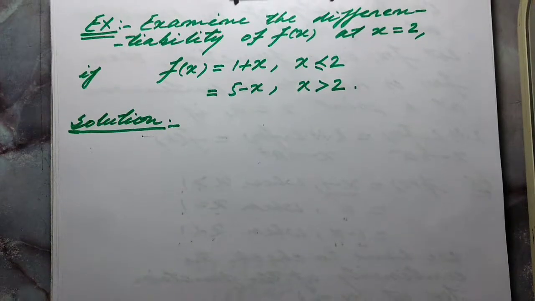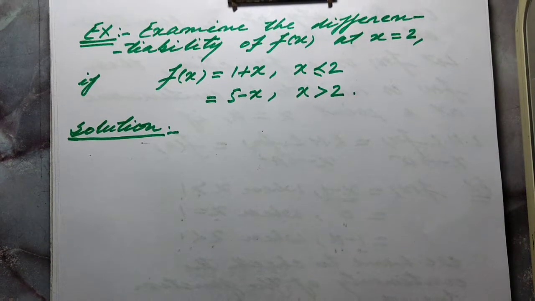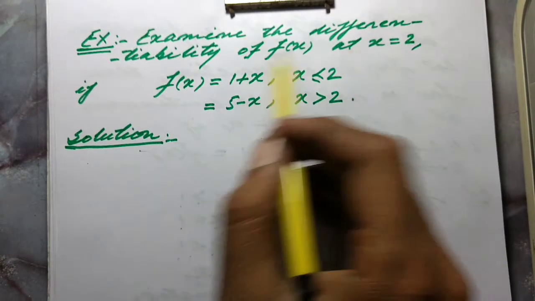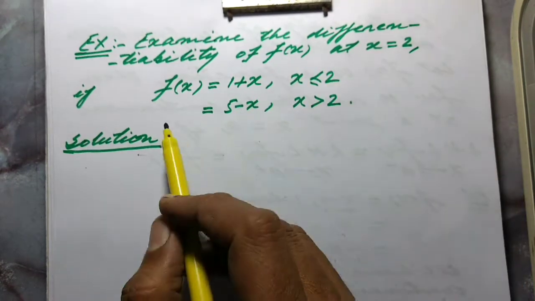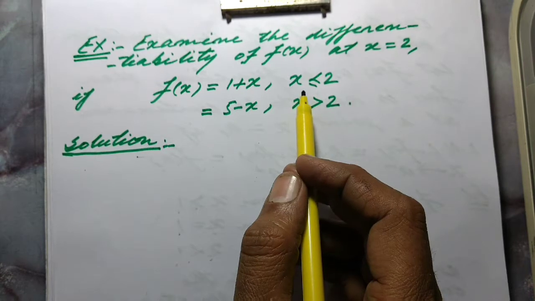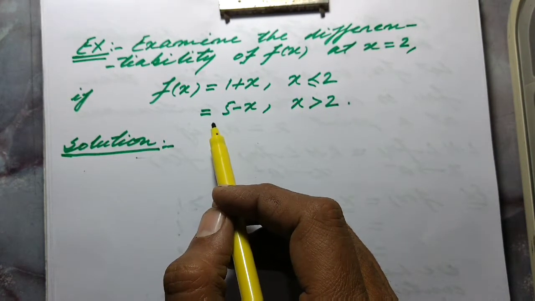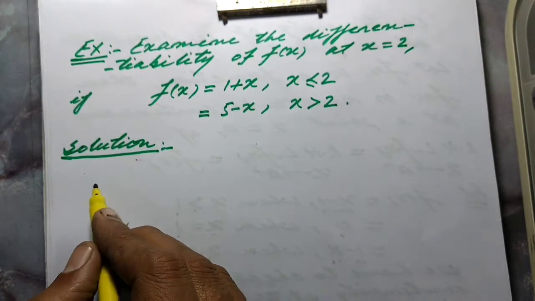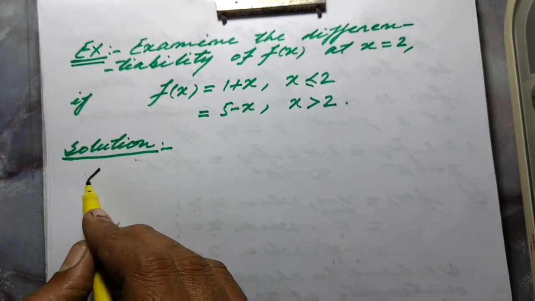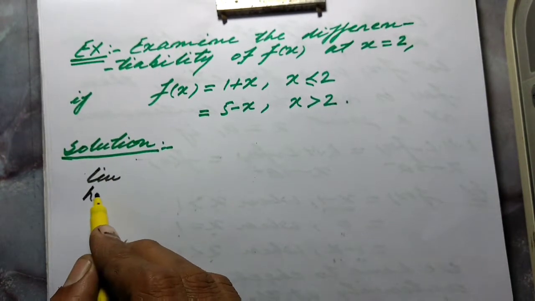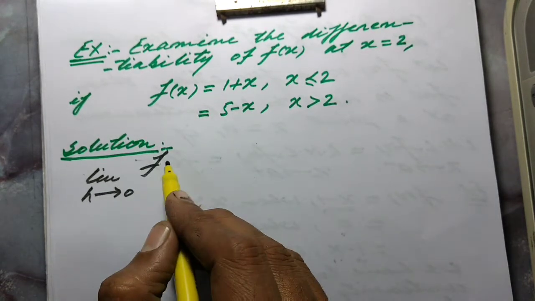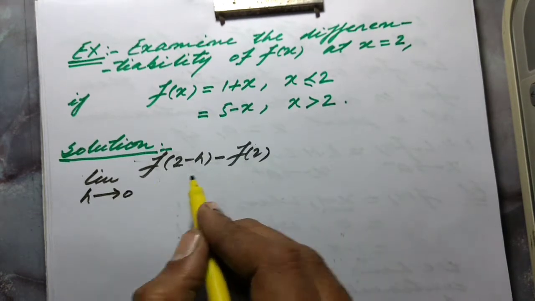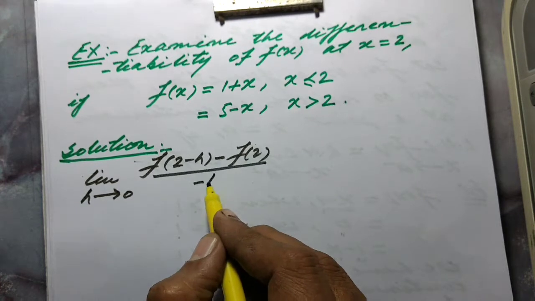So for better understanding, let us take an example to examine the differentiability of a function at a given point. Examine the differentiability of f(x) at x = 2 if f(x) = 1 plus x when x is less than or equal to 2, and f(x) = 5 minus x when x is greater than 2. First we will find out the left hand differential, that is limit h tends to 0 of f(2 minus h) minus f(2) divided by minus h.